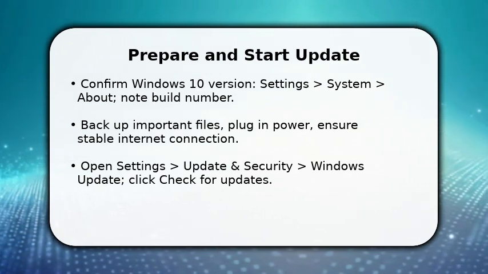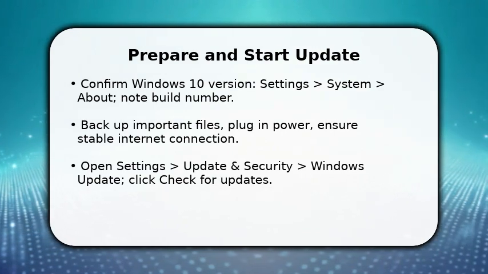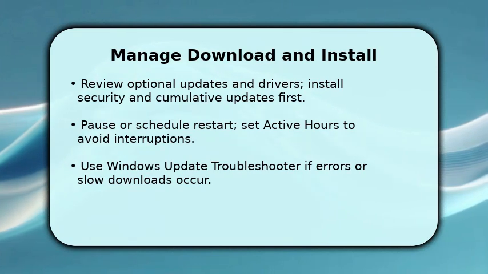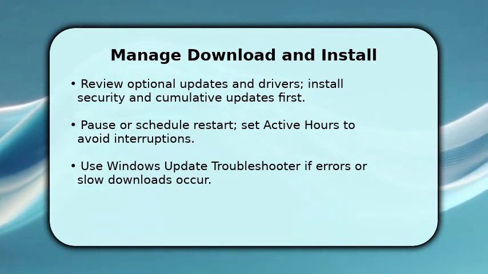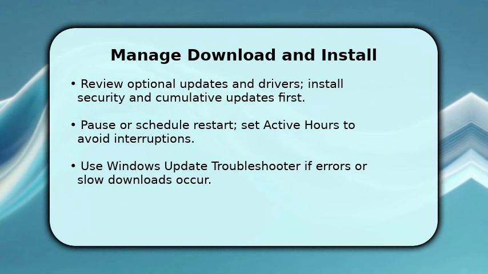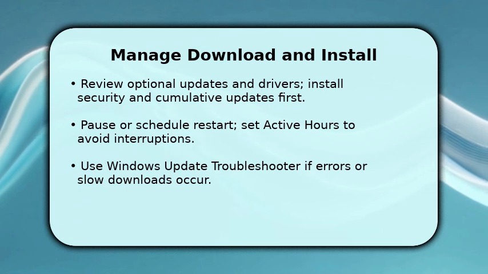If you see a feature update, read its size and timing options, then choose Download when you're ready. You monitor the download. Prioritize security and cumulative updates while treating optional drivers separately. Once the download completes, you can install immediately or schedule a restart. Set active hours so Windows won't reboot during your work.